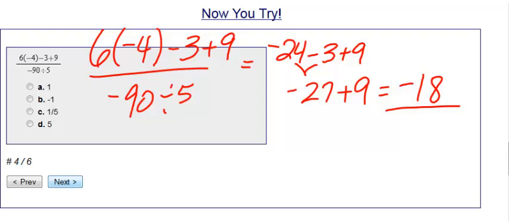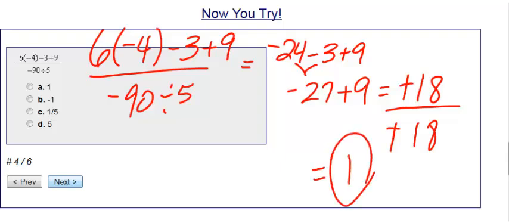On the bottom, I have a negative 90 divided by 5. A negative divided by a positive is a negative. And 90 divided by 5 is 18. Now I have a negative 18 divided by negative 18. A negative over a negative is a positive. Think of it, you can pick it up and form a plus sign. And 18 divided by 18 is a positive 1. So we get the answer A.